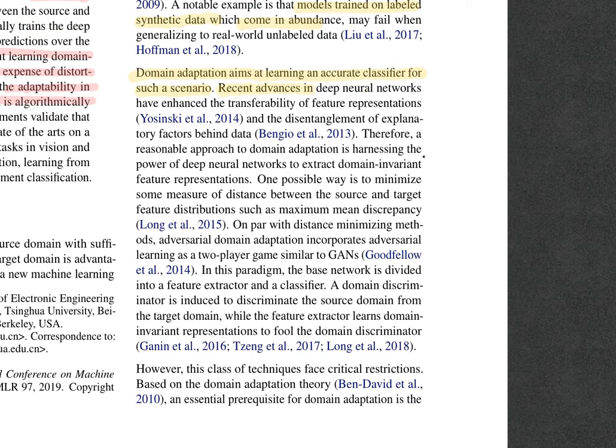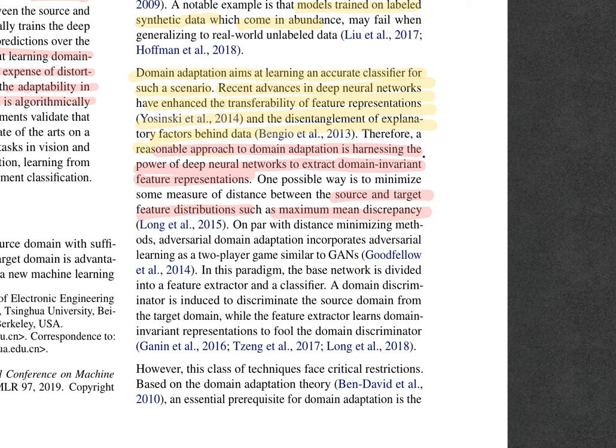Now, this part of the introduction goes through some of the references about how this was done before. A reasonable approach to domain adaptation is harnessing the power of deep neural networks to extract domain invariant feature representations. So how do we get these domain invariant feature representations? One possible way is that you choose a measure such as maximum mean discrepancy, which measures the distance between source feature distribution and target feature distribution, and you try to minimize that, so you make the features that you are learning more domain invariant.